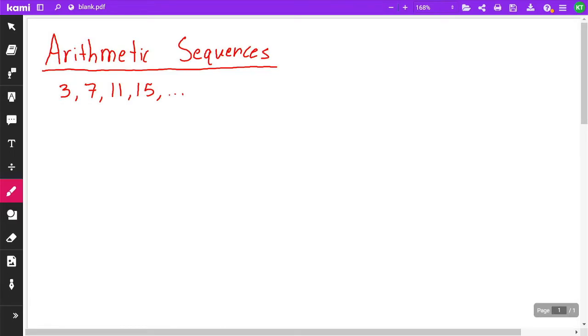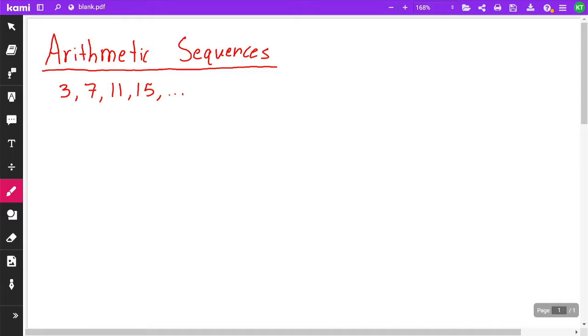So in this video, we are going to be talking about arithmetic sequences, and arithmetic sequences are when there is a constant increase or a constant decrease within our sequence. So in this case, if we look at our sequence we have 3, 7, 11, and 15, and so on after that. So the best way to start one of these problems is with a table.